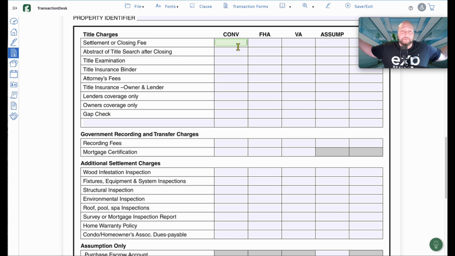Guys, every title company is different. I overestimate my numbers so that when you get to closing, you're not upset. You are more than likely happy because I've overestimated, so you're bringing less money to closing. So closing settlement fee, I'm going to put $475 right there. Title examination, 175. Sorry, 175 at settlement closing fee, 175 title examination, and 175 on the attorney review fee.